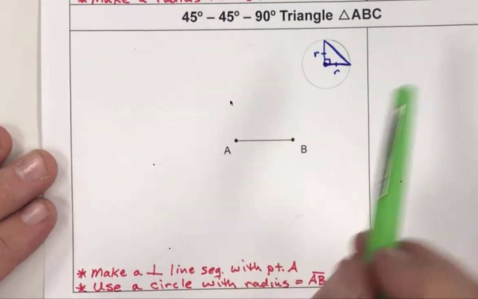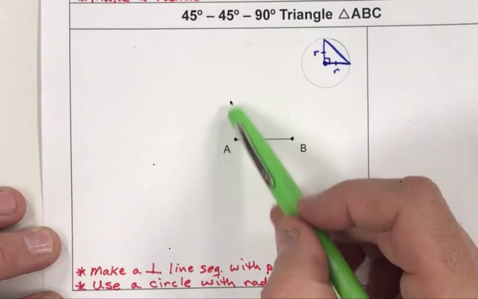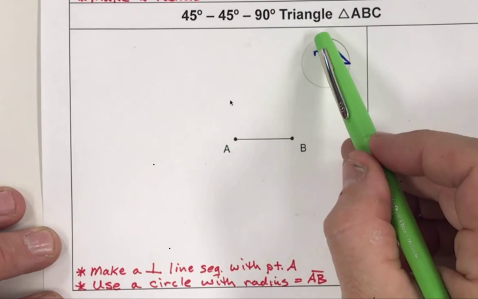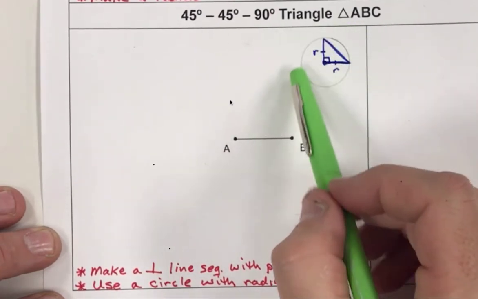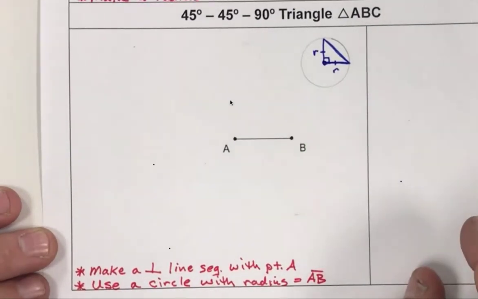So step one, we want to make a perpendicular line segment with point A, like this, for this little piece right here, and then also use the radius of a new circle to create the same length of both sides. That has the radius of AB. That's our game plan. So here's what we want to do first.